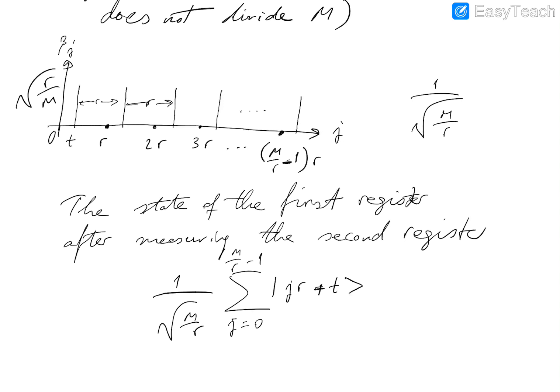But how do we get that information? So we want to find r. This is the value that we are looking for. And we ask the following question. Well, can we find r by measuring the first register at this point?